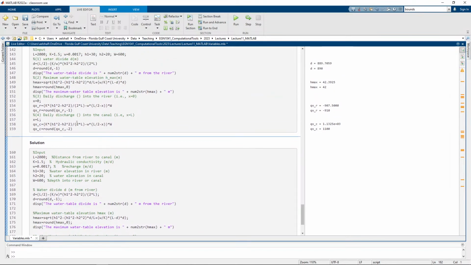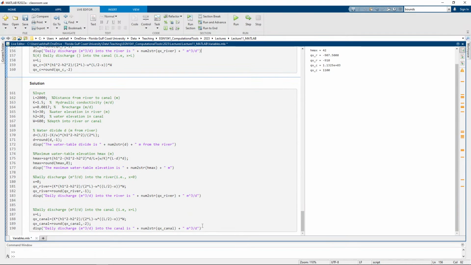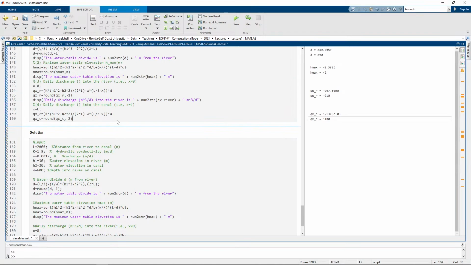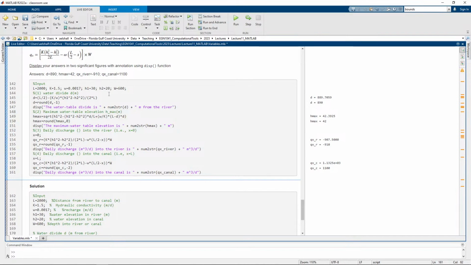Let me just copy and paste them from here. So for this one, and for this one, it's just the same, you just type whatever annotation you need to give to the user. So now I can suppress all these outputs. I can suppress this one, this one, this one, this one, this one. You use the semicolon to suppress the output, and then I will just display this to the screen. Oops, I have something here that's still not suppressed.